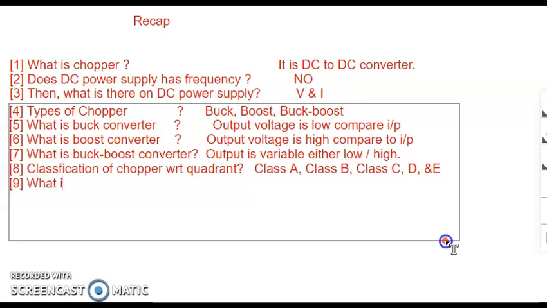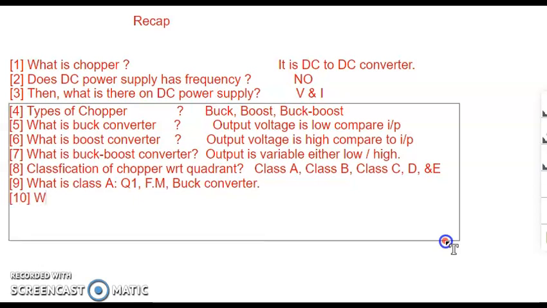What is class A? Class A is a quadrant one operation. What is quadrant number 1? It's forward motoring, so it will go to forward rotations. What type of converter is used? It's a buck converter. That's all. Buck converter is used.